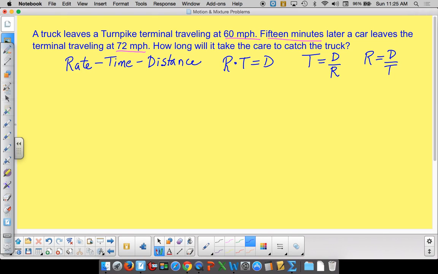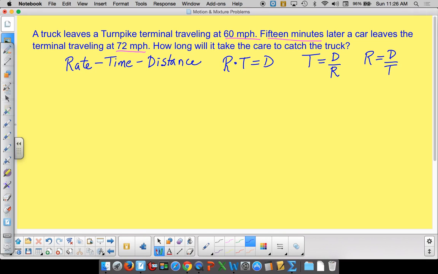Okay, so now going back to read this problem one more time. Truck leaves a turnpike traveling at 60 miles an hour. So that's a rate for the truck. 15 minutes later, the car leaves the terminal traveling at 72 miles an hour. There's another rate and some information about the time. How long will it take the car to catch the truck?